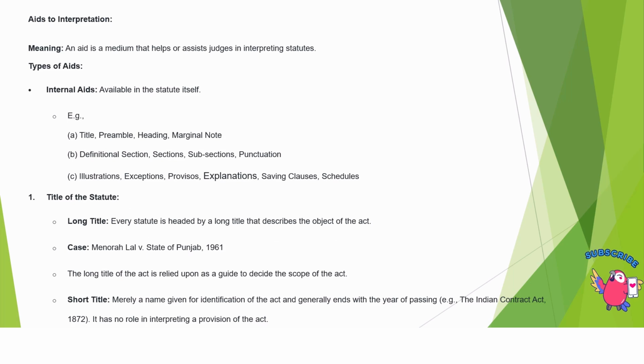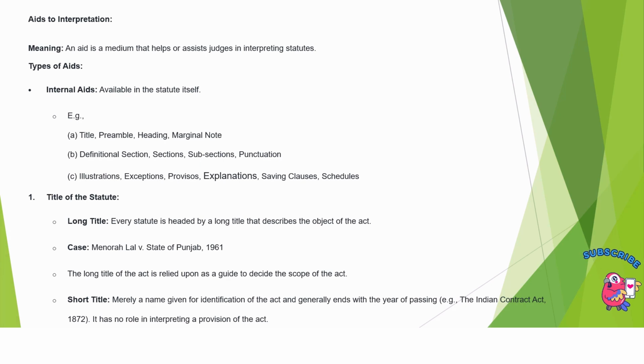Aids to interpretation. Meaning, an aid is a medium that helps or assists a judge in interpreting statutes. Types of aids: internal aids available in the statute itself. Example: title, preamble, heading, marginal note, definitional section, sections, subsections, punctuations, illustrations, exceptions, provisos, explanations, saving clause, schedules, etc.